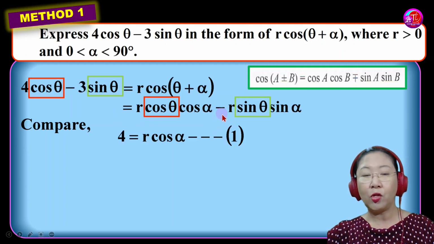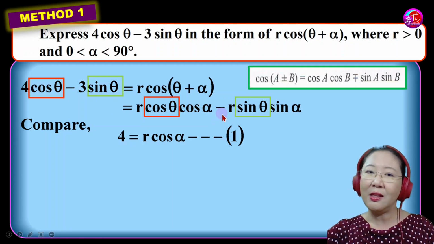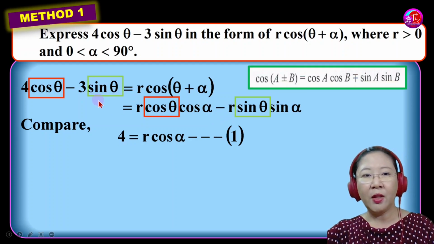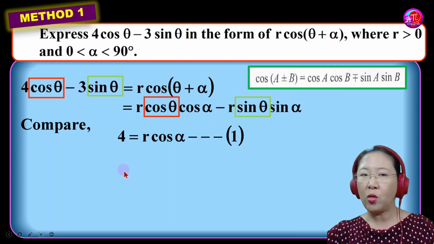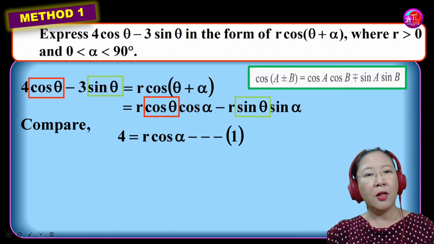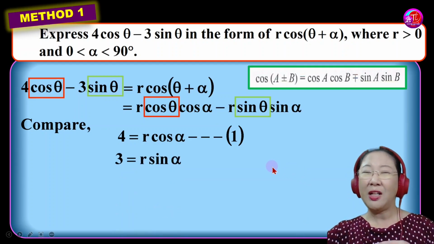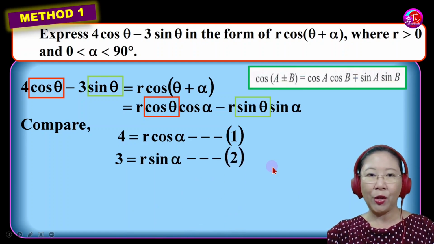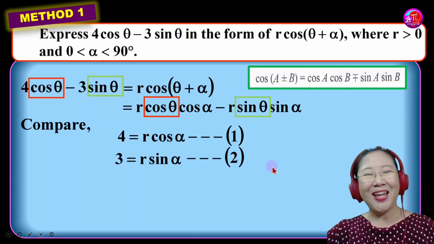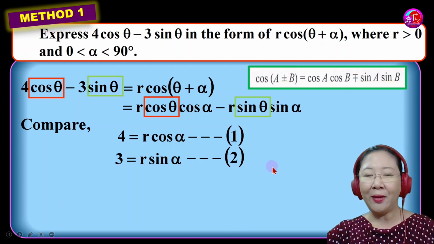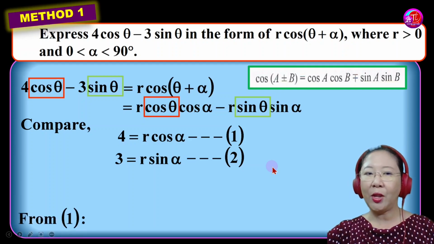Equivalent to negative r. So the negative will cancel itself, and we will bring the r sine alpha, which is equivalent to the 3, because here we have a negative and here we have a negative. So such a comparison can be settled that way. We will just bring the 3 and the r sine alpha, and make it equation 2. Easy, right? Now once we got equation 1 and 2, we will take equation 1.